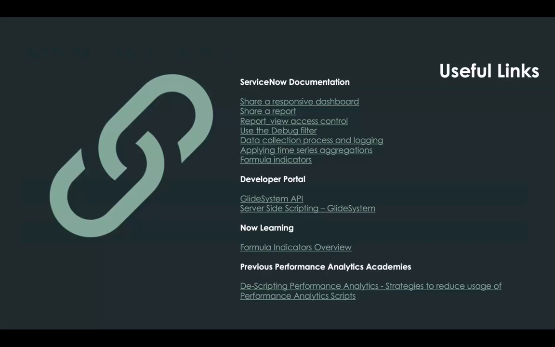And now here's a list of useful links in here of stuff we talked about: sharing a responsive dashboard, sharing a report, the report view access control, that new ACL, important to be aware of, because that can cause you some issues that if you've been around for a while, you may not be used to. Take a look at the debug filter, the data collection process and logging. Great documentation article on how the data collector works and all the logging and what every line of that logging means. It's an amazing article in the docs.